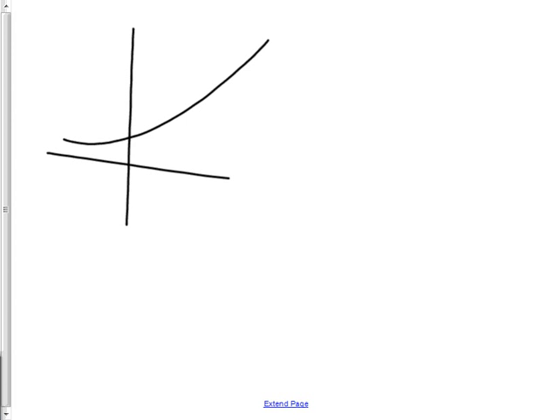Let's talk about a different kind completely. If you have an equation that's called exponential growth.